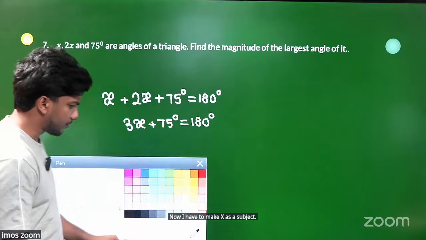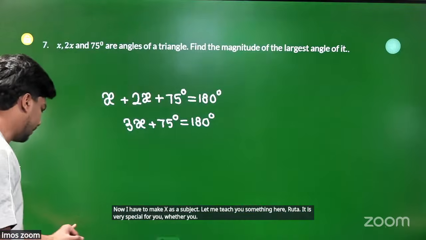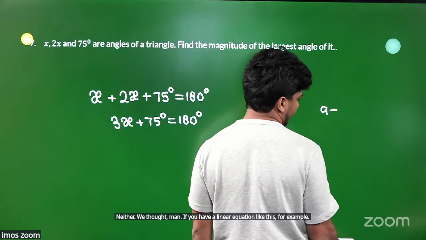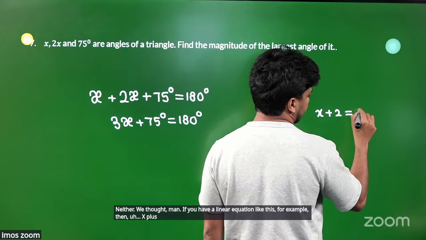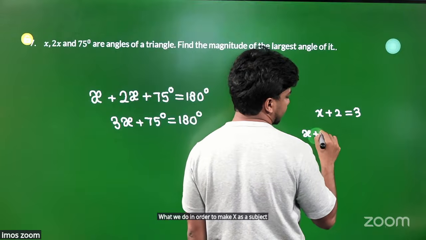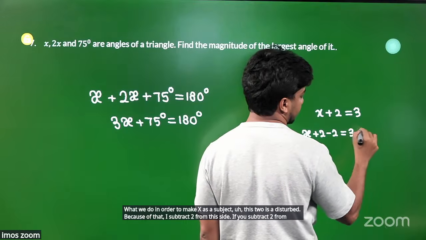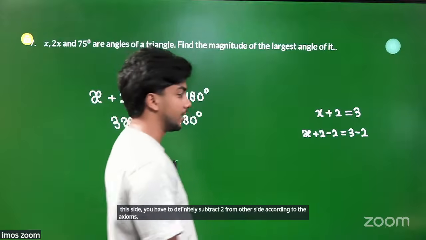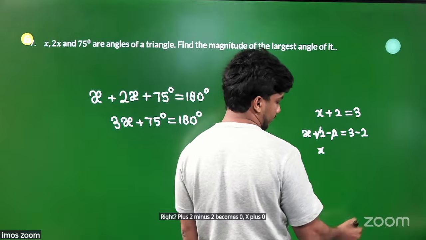Let me teach you something here. It is very special for you. If you have a linear equation like this, for example, x plus 2 is equal to 3. What we do in order to make x the subject: this 2 is a disturbance. Because of that, I subtract 2 from this side. If you subtract 2 from this side, you have to definitely subtract 2 from the other side according to the axioms, right? Plus 2 minus 2 becomes 0, x plus 0, x is equal.